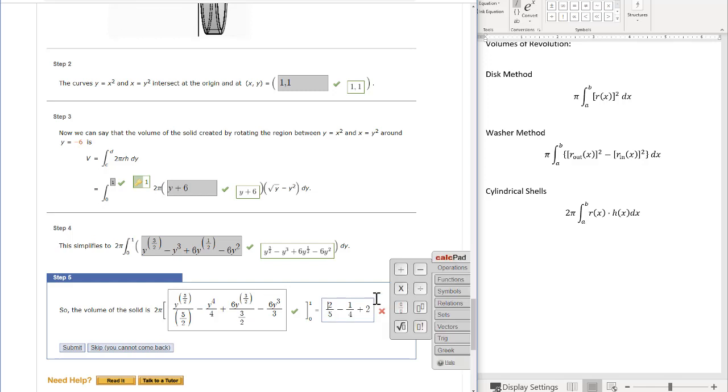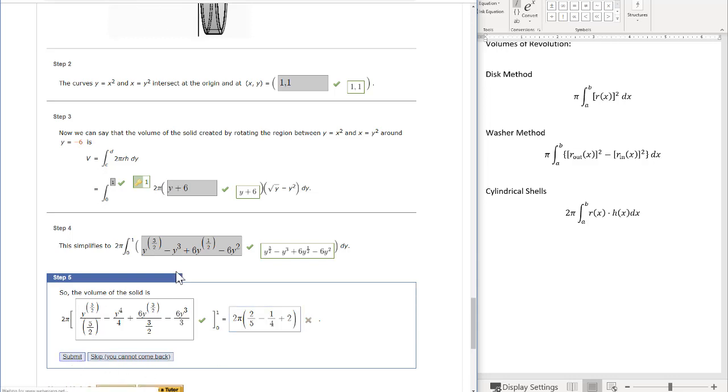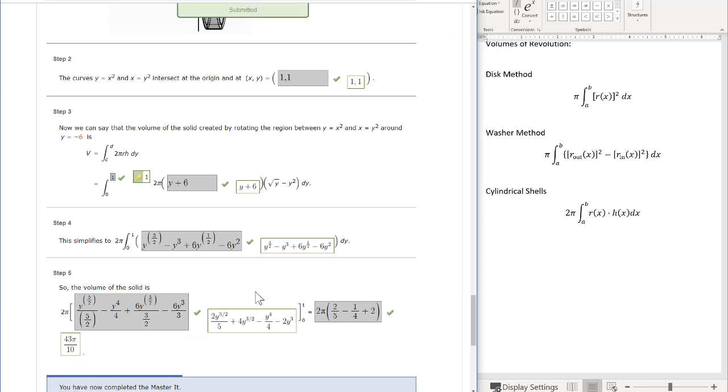Oh, sorry. We forgot to put the 2 pi in front. So that's what was happening with us. Again, I'm not going to bother simplifying here. Ha, there it goes. So that simplifies to 43 pi over 10 if you were to simplify it. But we finally got our answer. Okay, I hope that helps.